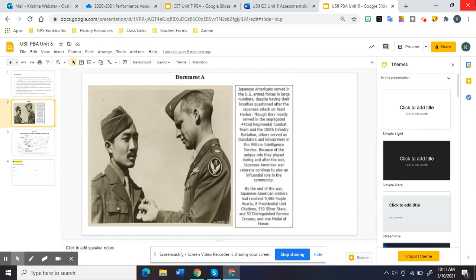Because of the unique role they played during and after the war, Japanese American war veterans continue to play an influential role in the community. By the end of the war, Japanese American soldiers have received 9,486 Purple Hearts, 8 Presidential Unit citations, 559 Silver Stars, and 52 Distinguished Service Crosses, and 1 Medal of Honor. That's document A. Document B.